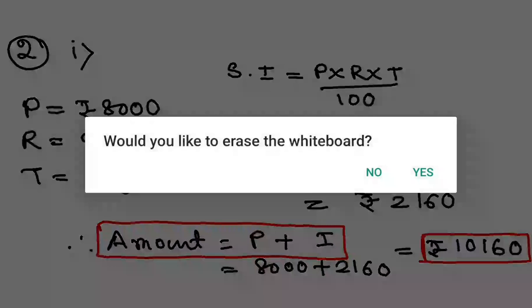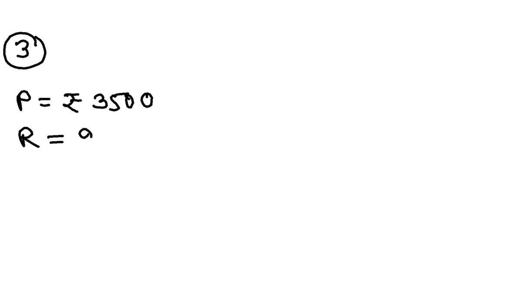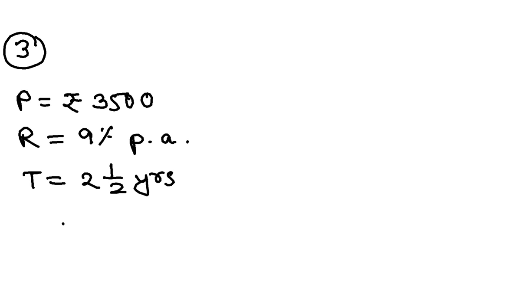Now let's go to question number 3. If you read this question, a statement is given: Samir lent rupees 3,500, so that is your principal, to Aman at 9% per annum. So rate of interest is 9%. Per annum is written like this in shortcut, P.A., and your time is 2.5 years. Again if I convert, this will be 5 by 2 years.